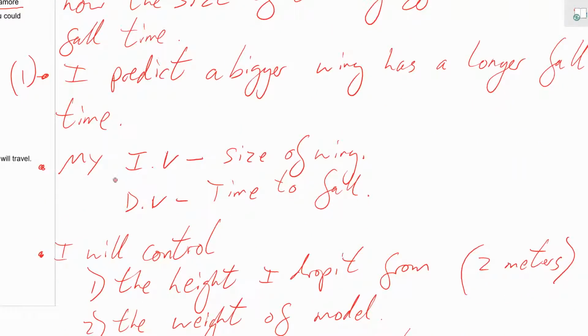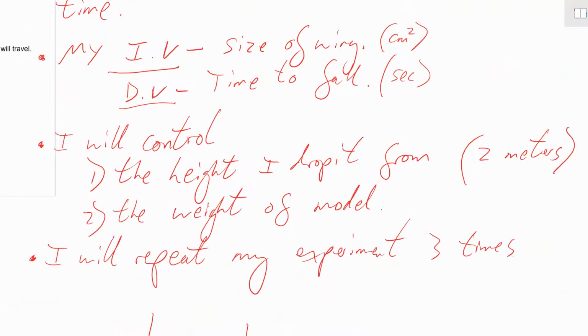So my independent variable, that's what IV stands for. I'll say that again. The independent variable is the size of the wing. My dependent variable is the time it takes to fall. Okay, the time it takes to fall. And so this is going to be measured in seconds, and this is going to be measured in centimeters squared.